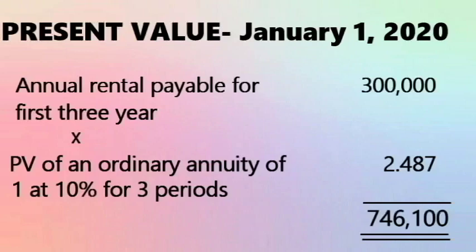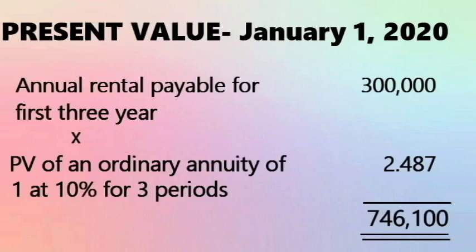So para makompute to, gagamitin natin yung annual rental for first 3 years. Bakit yun yung ginamit natin? Kasi sinabi nga sa problem, for the first 3 years, yun yung gagamitin natin. So, nag-start siya ng January 1, 2020. So, matatapos siya ng January 1, 2022. So, annual rental for the first 3 years, which is 300,000, multiplied by PV of an ordinary annuity of 1 at 10% for 3 periods, 2.487, is equal to 746,100. So, bakit nga ba natin multiply sa PV ng 3 periods?